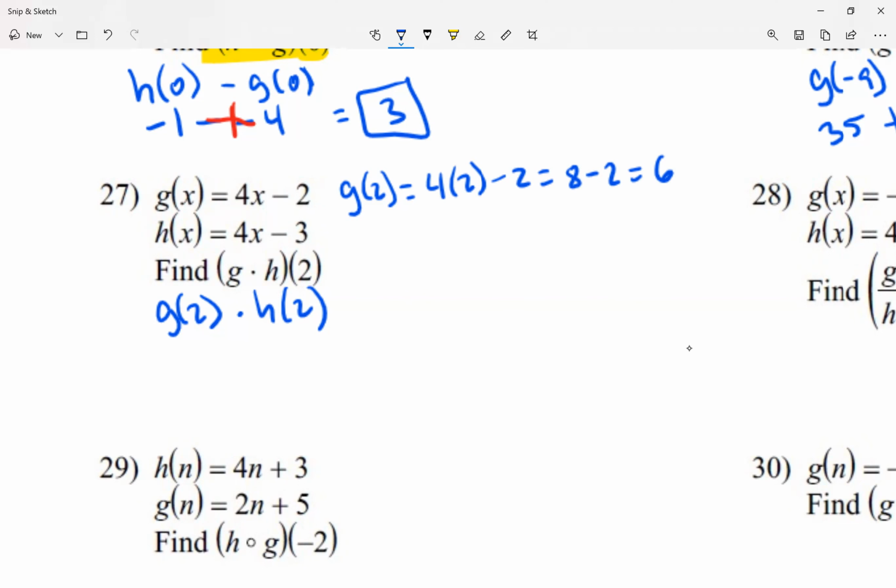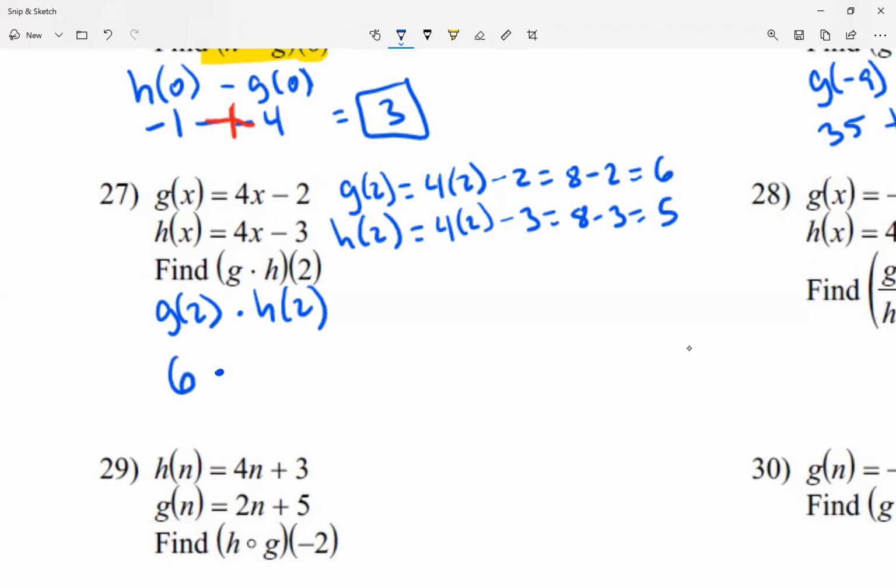I also have to find out what h of 2 is. H of 2 is going to do 4 times 2 minus 3. I know 4 times 2 is 8, so I have 8 minus 3, which is better known as 5. So g of 2 times h of 2, I'm looking at 6 times 5. 6 times 5 is 30.